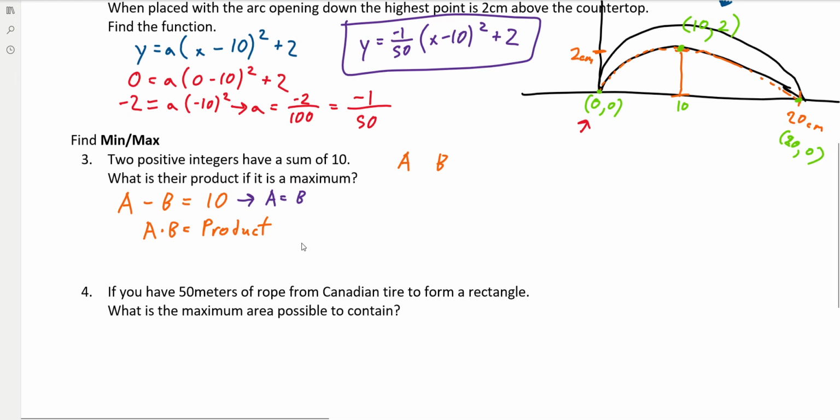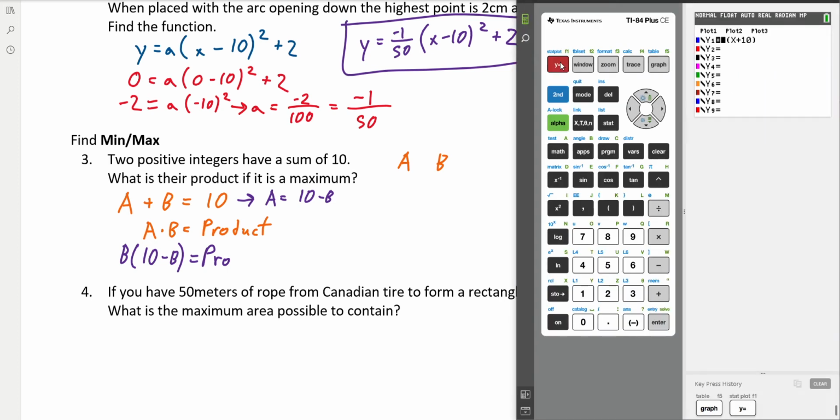We're going to do it differently. We're going to do it with a maximum, and we're going to do it with the sum. And so now we're going to get 10 minus b. When we plug that in, we'll have b times 10 minus b equals the product. Now let's plug it in, because before it was making a really stupid minimum that means nothing to us. But we have it backwards, so 10 minus x. There you go. Graph.